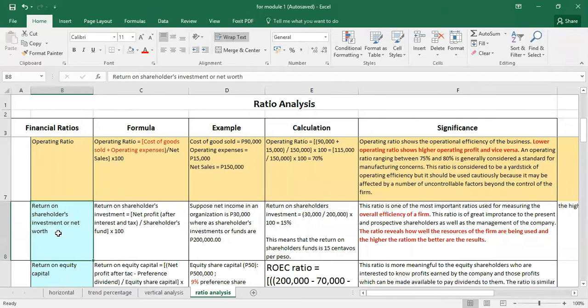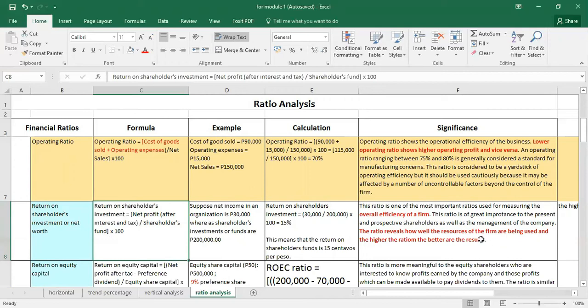Okay, we're on the third ratio na. So, return on shareholders' investment or net worth. So, to compute for this one, ang haba niya, net profit after interest and taxes na, ililas na natin yung interest and taxes. So, the net profit na divided by the shareholders' fund.